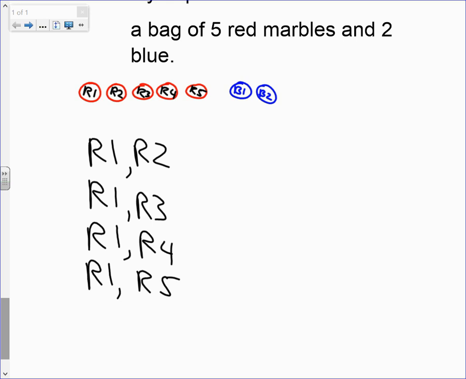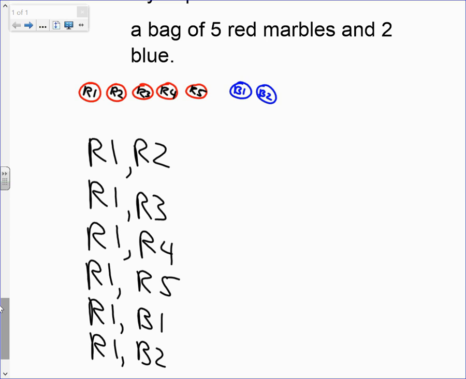You have something against the blue marbles? How about the first red marble, and then the first blue marble? What else? The first red marble, and then the second blue marble. Are those all the possible outcomes? Yes.